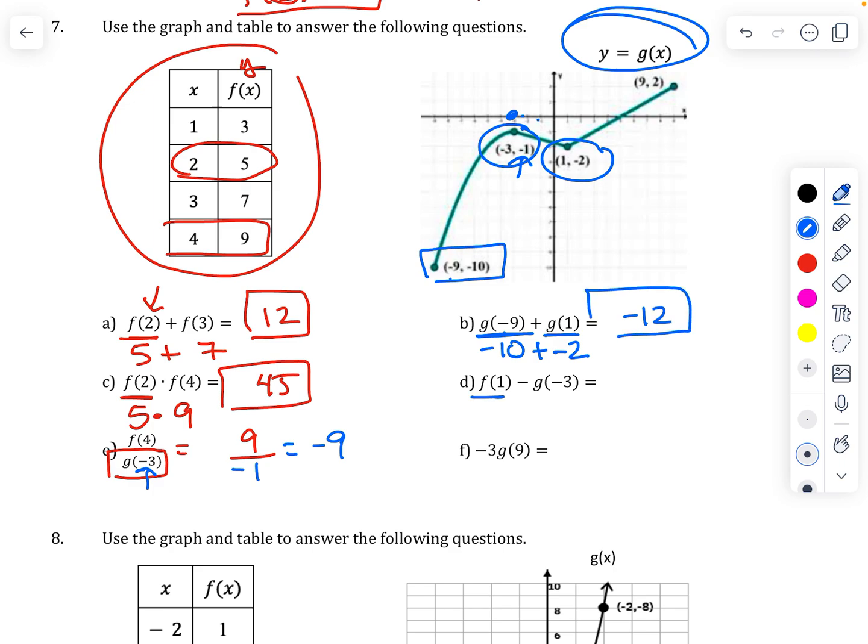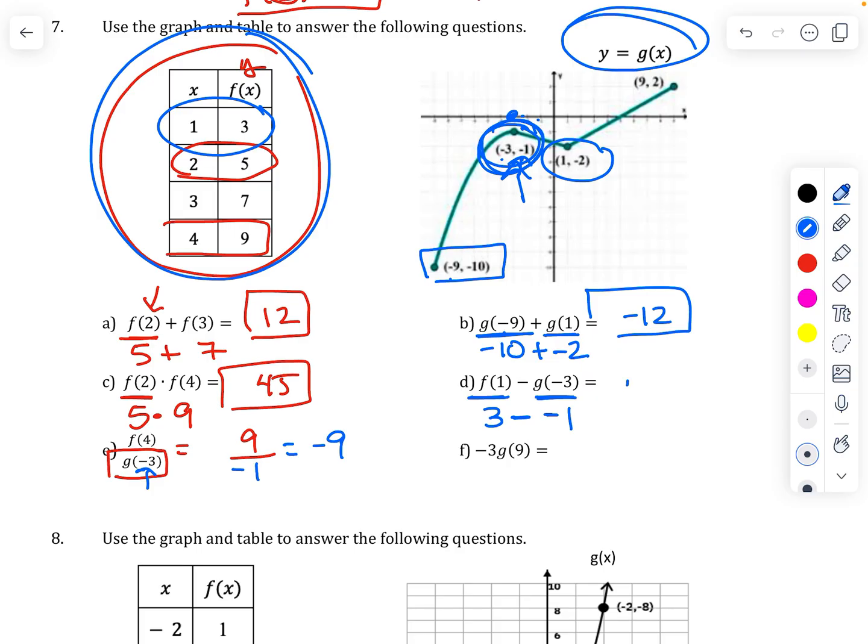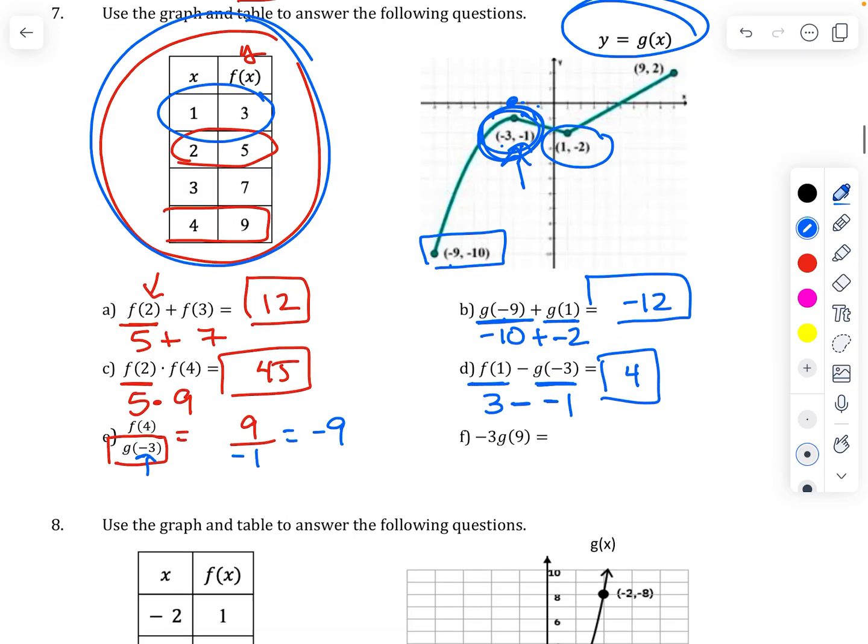Okay, the next problem, be careful. Notice it starts with f. So remember, f is the table. So at x equals 1, the matching y is 3, minus, now I go to g, which is the graph. Remember, when x is negative 3, my y is negative 1. So this gives me positive 4.